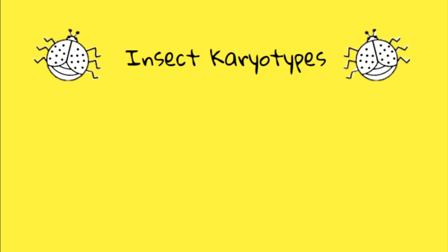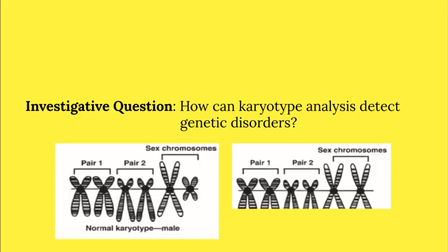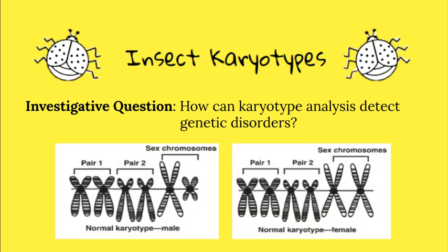This video is going to explain how you complete the insect karyotype activity. In this activity, you are going to figure out how karyotype analysis can detect genetic disorders. So remember that karyotypes are just a picture, a visual representation of a living organism's chromosomes, and they are all lined up so that you can better analyze them.